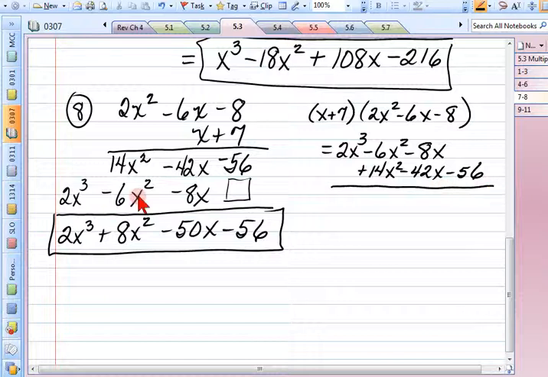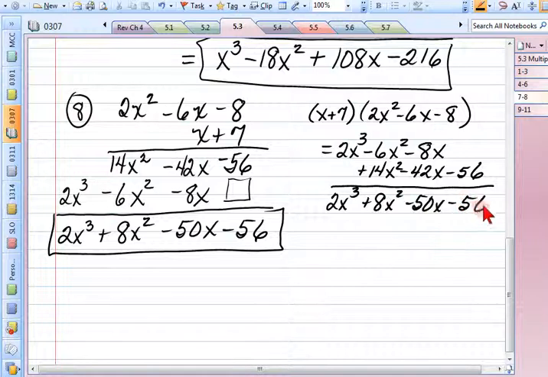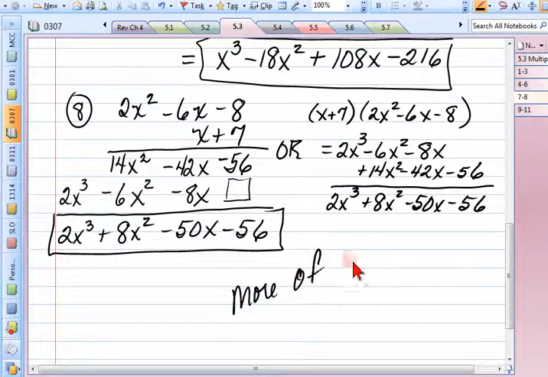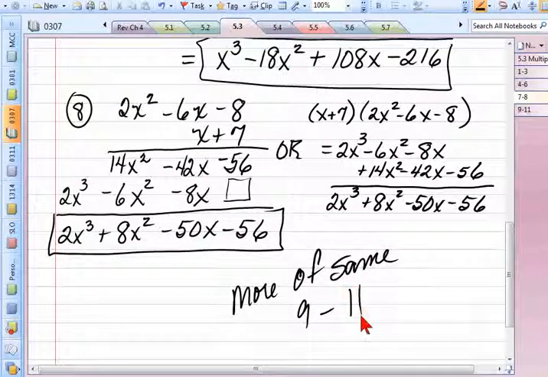Does this look just like it did over here? I mean, maybe reversed, but the same idea. I have 2x cubed plus 8x squared minus 50x minus 56. So, use whichever method you like. Vertical, distributive property. Okay, more of the same on 9 through whatever. Okay, that's it for 5-3.